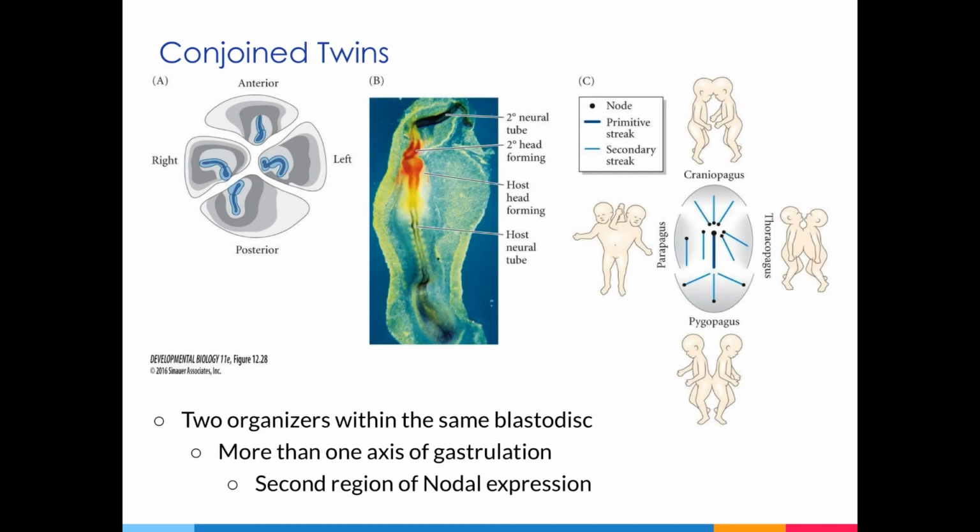Whereas monozygotic twins are formed as a result of an event that occurs during cleavage, conjoined twins are thought to be the result of defects that occur during gastrulation. It's not well understood why this happens in humans, but studies in other organisms like the chick suggest that the formation of multiple axes of gastrulation and the fusion of primitive streaks may be responsible for conjoined twin formation.